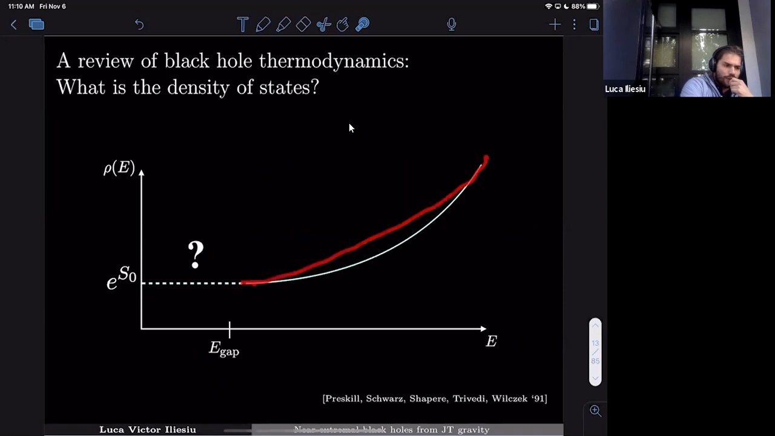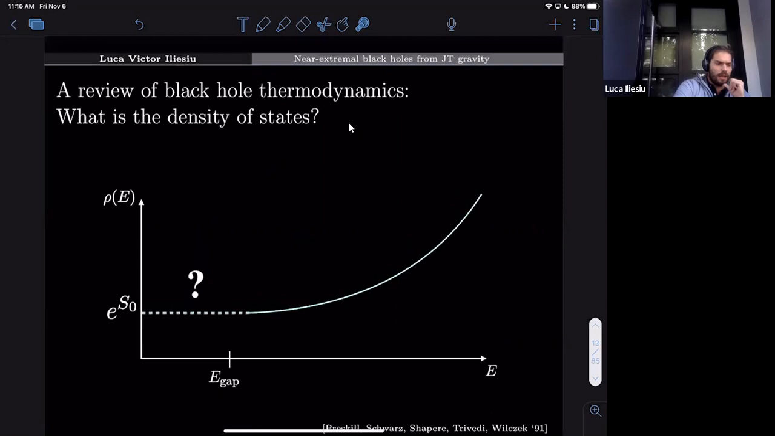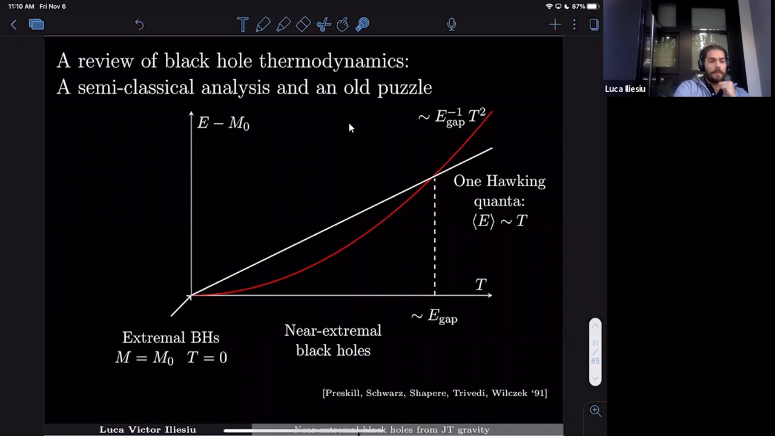At large energies, the density of states scales exponentially with the square root of the energy, but it's unknown what happens at low energies. So what I showed in the plot above is the energy scale at which this breakdown of thermodynamics occurred, which people, and I'll explain in a second why, have called E gap.